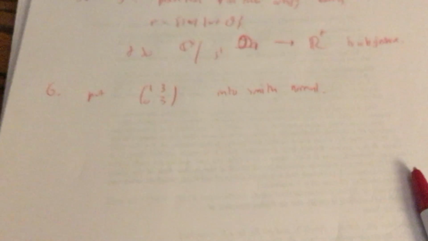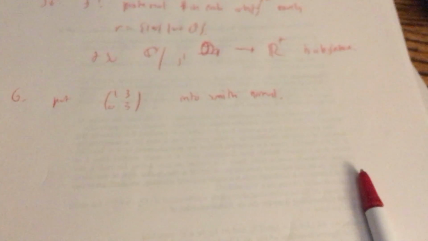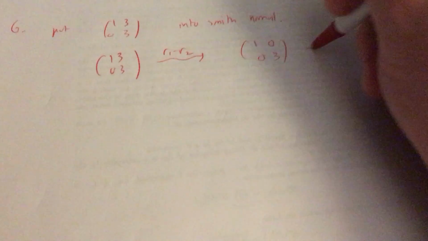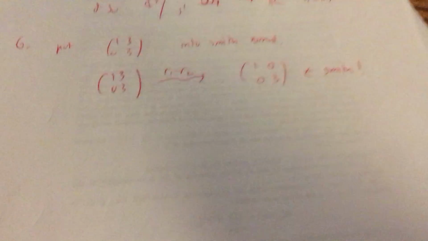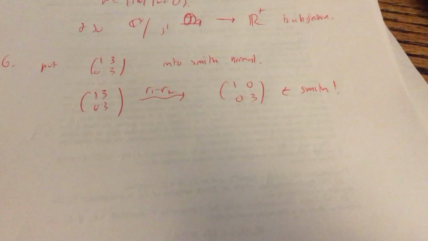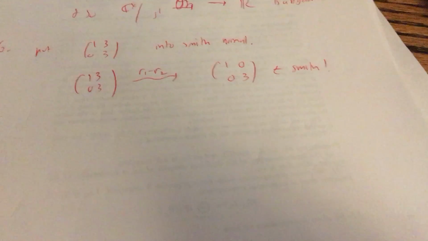But in fact, this problem is almost a red herring. It's kind of obvious how to do that, because I can do the following row operation. I take the matrix 1, 3, 0, 3, and I take R1 minus R2. And that takes you to 1, 0, let's check it, 0, 3, and this is in Smith normal form. So it looked like a hard problem, but it was actually trivial. This is a simple row operation, so it's just a left multiplication by a single invertible matrix that takes you into this nice diagonal form.